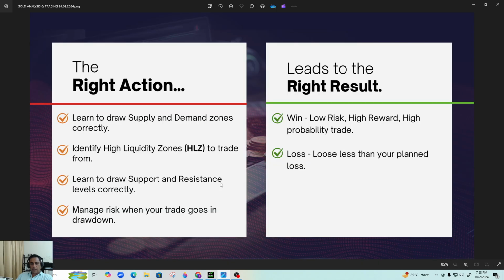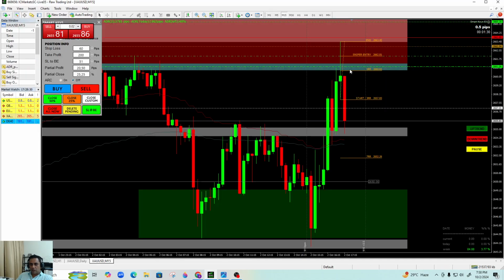And then if I did get in a trade, and if I was going to have a losing trade, you would have seen how I manage risk, so that I can lose less than what I had planned to lose. Or if I had a win, then I have a low risk, high reward, high probability trade, because if I did get an entry here, I would have had positive RR, not negative RR. That's the whole purpose, to have positive RR and not negative RR.